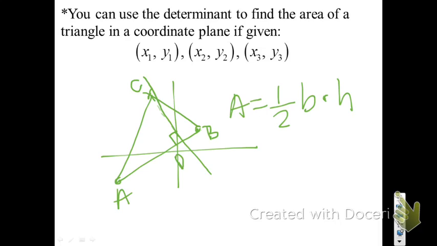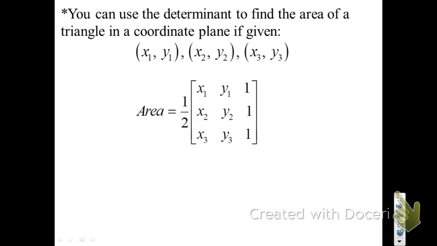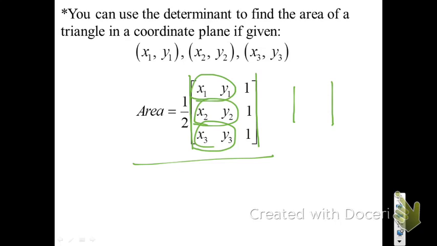Now if you have matrices, there's a really fast way to do this. This is our formula, area equals half of, and this is how you set up your matrix, but we need to know that these are actually determinants, so we show determinants by using those symbols. And notice we have our first ordered pair, second ordered pair, third ordered pair, and then to make it square we have a column of ones. And we will take half of that in the end, and that will give us our area.